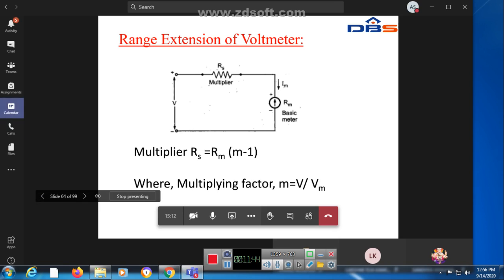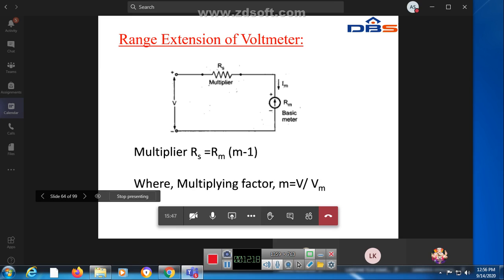Coming to the range extension of the voltmeter. As I said previously, how do we extend the range of a voltmeter? You have to connect one resistance in series with the voltmeter. That is the range extension of the voltmeter. Here the basic meter is a voltmeter, and you connect a series resistance in series with this meter. This is called a multiplier.